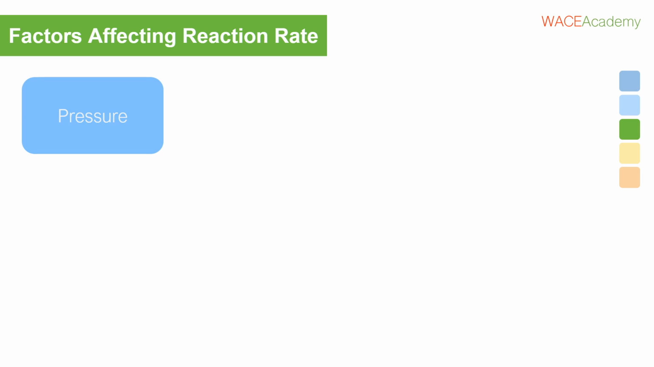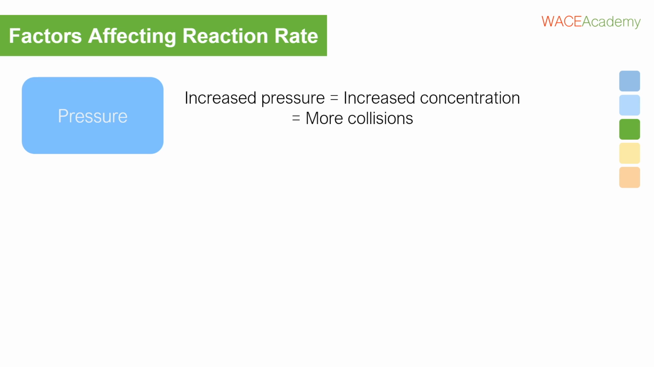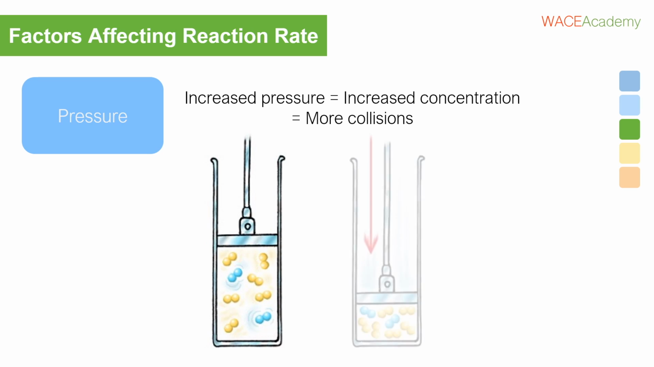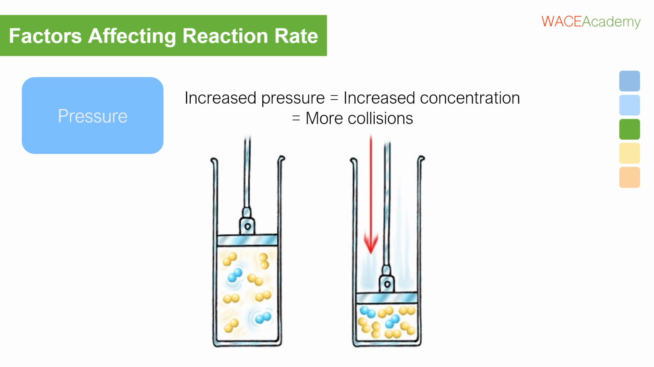Next up is pressure. Now with pressure, we're only talking about gaseous reactions, because generally you can't increase the pressure of a liquid or a solid. So with gases, the increase of pressure increases the rate of reaction, and the reason for this is because it has the same effect as decreasing the volume, which effectively increases the concentration. As we already know, an increase in concentration causes an increase in collisions and subsequent rate of reaction.